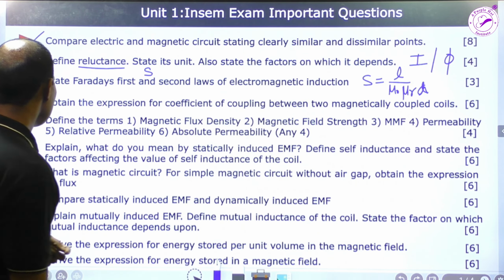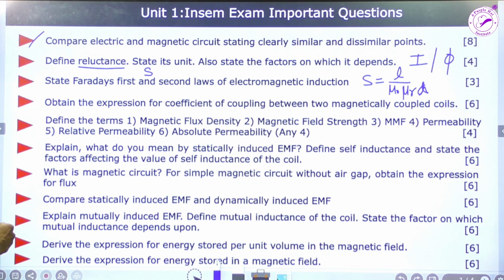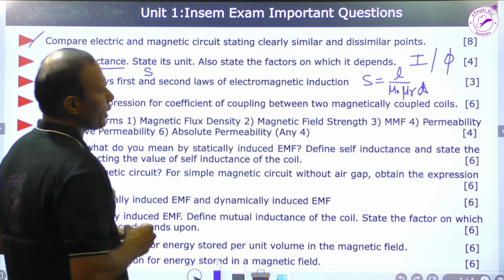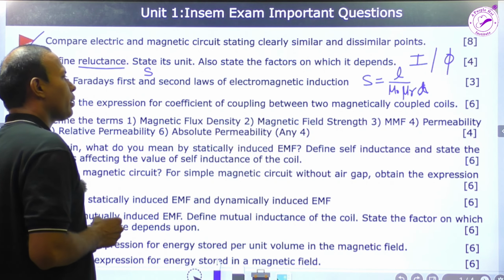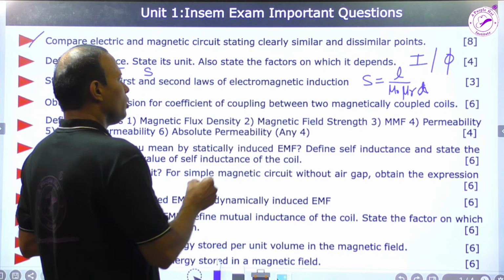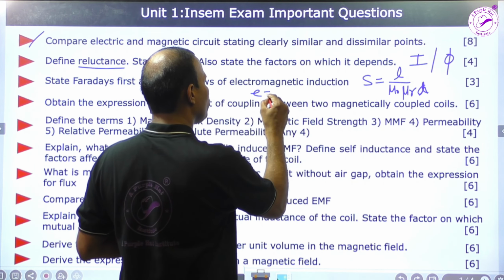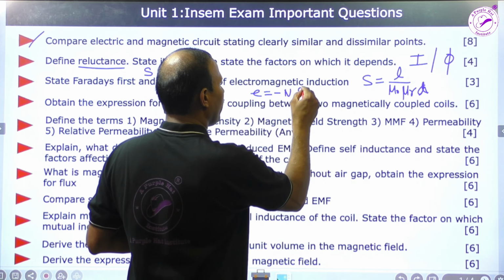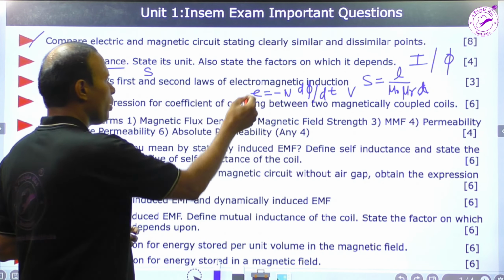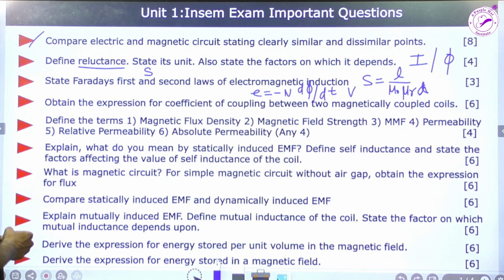relative permeability, and area of cross section of magnetic core. Next question is state and explain Faraday's first and second law of electromagnetic induction. Yes, whenever a conductor cuts magnetic flux, EMF is induced inside the conductor or coil. This EMF has magnitude e equals minus N d phi by dt volt. This is the EMF induced in a conductor or coil.